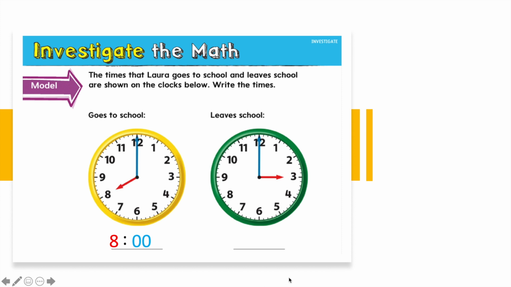Look at the green clock. Where is the hour hand pointing? The hour hand is pointing to the 3. Where is the minute hand pointing to? It's pointing to the 12. So when it points to the 12, we read it as o'clock. Very good. So what time is it? Very good. 3 o'clock.